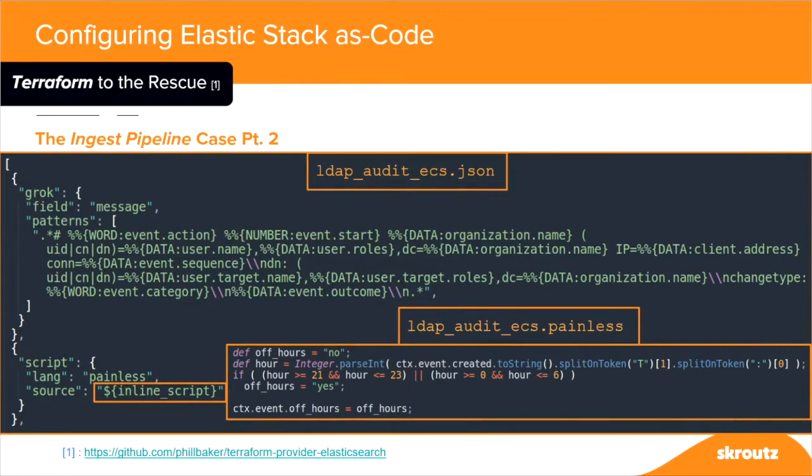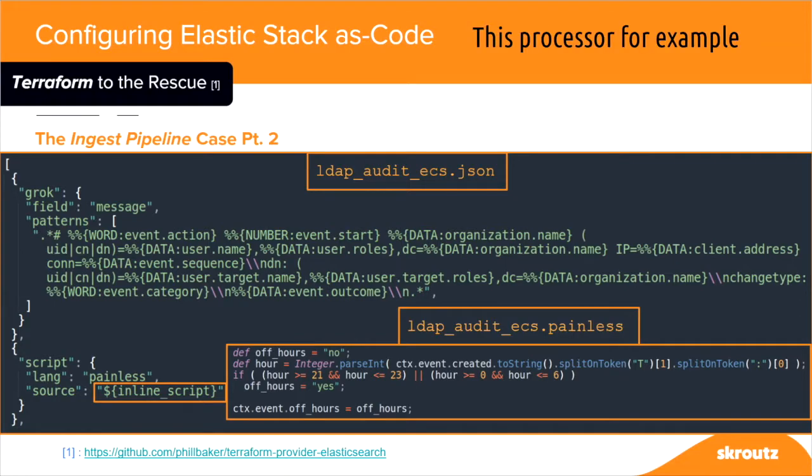Finally, the actual processor. This is the heart of the pipeline. This processor uses both a JSON and a Painless script in two separate files for cleaner code and better reviews probably. We could just output a whole script in one line, but this is more readable.